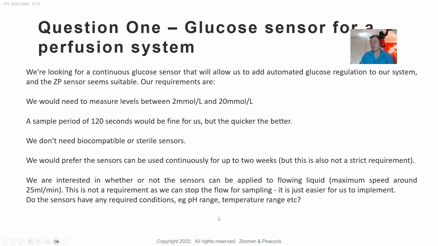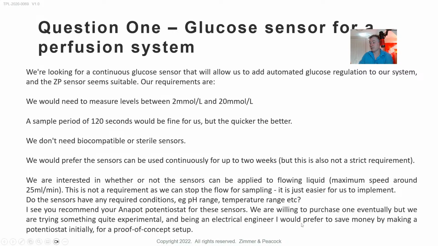Do our sensors have required conditions, e.g. pH and temperature? So most of the data I'll show you today is done at pH 7.2. It's not that we require it, it's just where we work because of human health. So we prefer to be at pH 7.2 because most of the data that we have on our website is most relevant. And there is a temperature effect on glucose sensors, but I do have data for that as well.